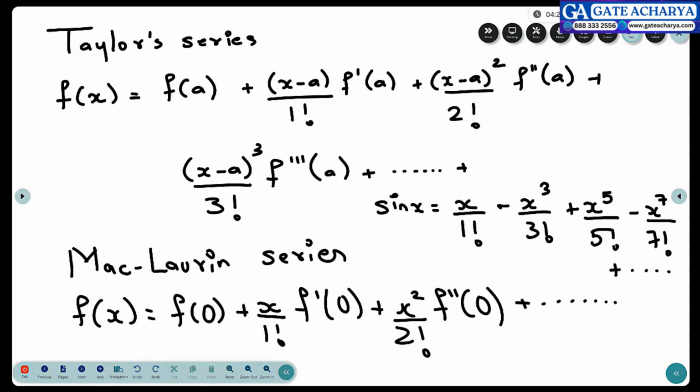What's the case? 1 minus x square by 2 factorial plus x raised to 4 by 4 factorial minus x raised to 6 by 6 factorial. Like this it will go on. So it's quite easy, right? This is what is the Taylor series. Now let's see some GATE problems.